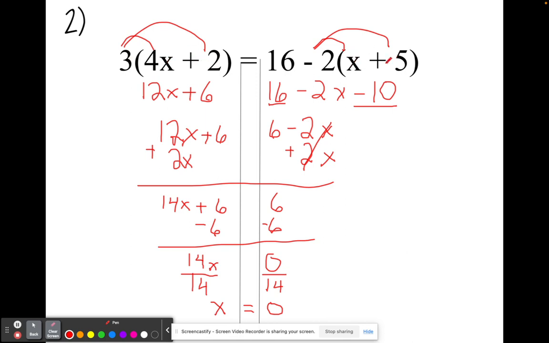0 plus 5 is 5. 0 plus 5 is 5 times negative 2 is negative 10. 16 minus 10 is 6. I get 6 on both sides. So my answer is x equals 0. It is one solution, and that is my solution.